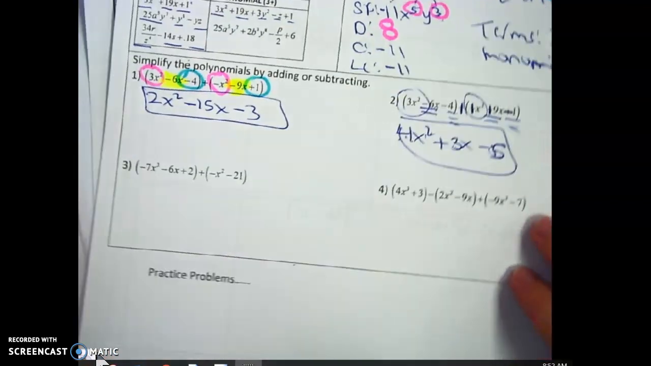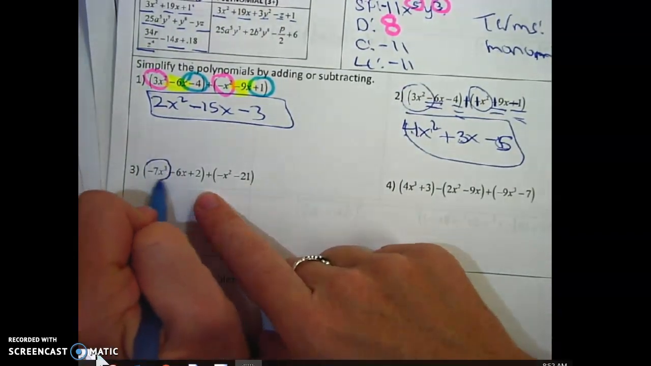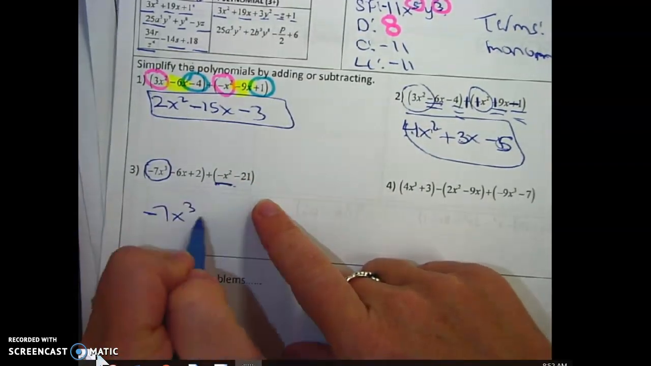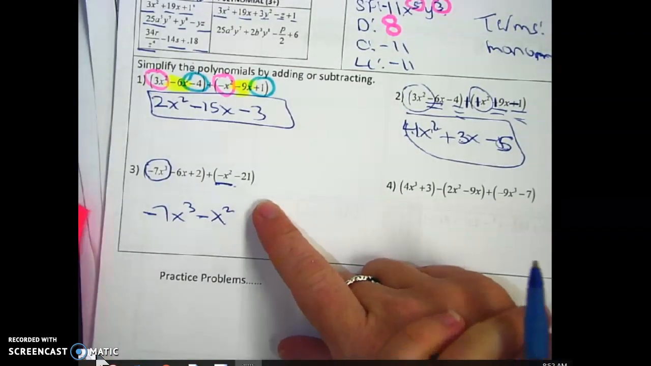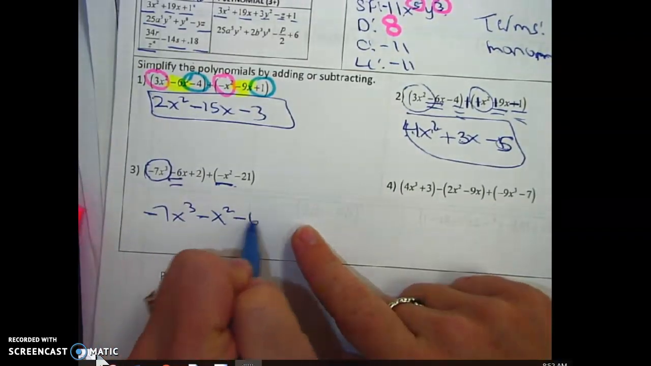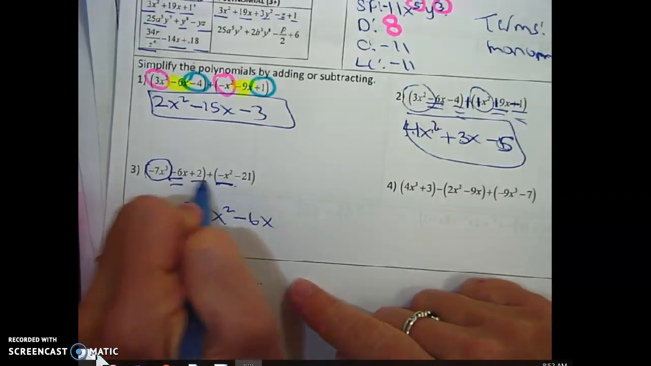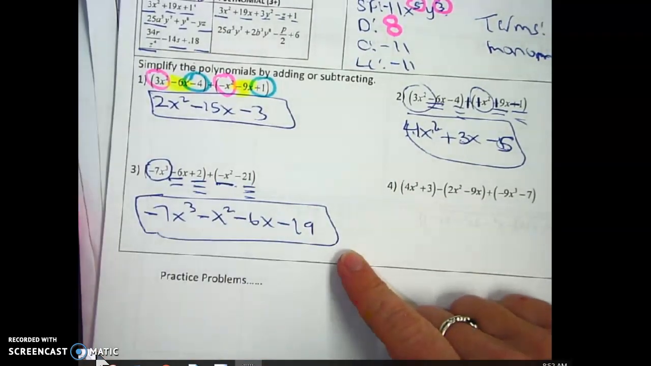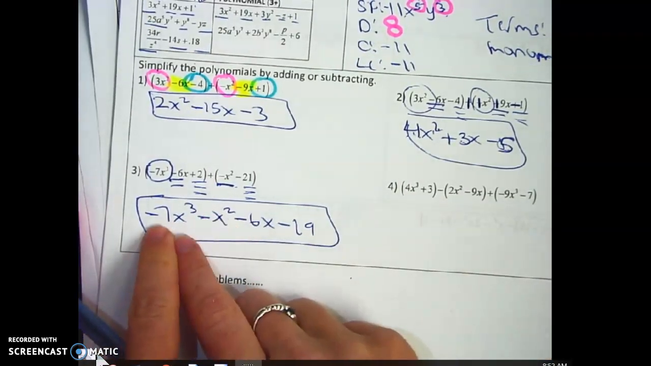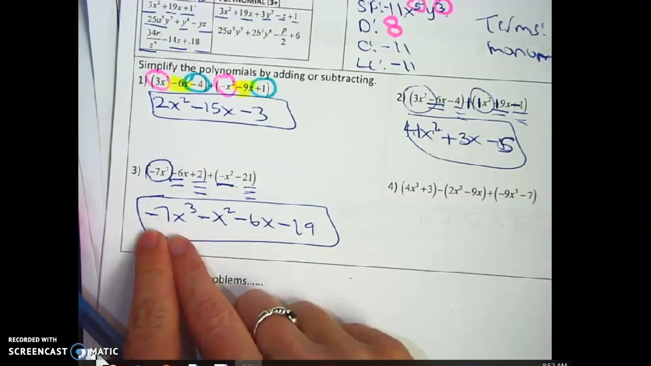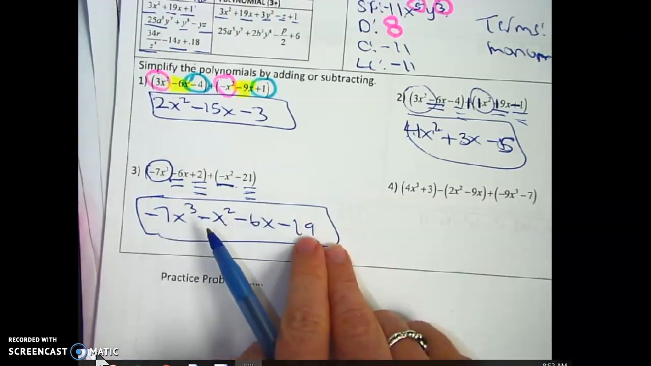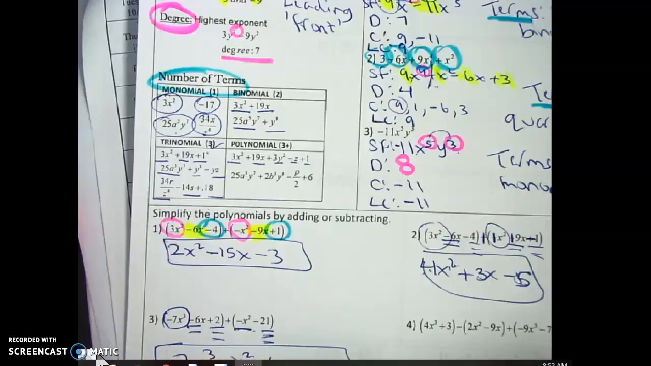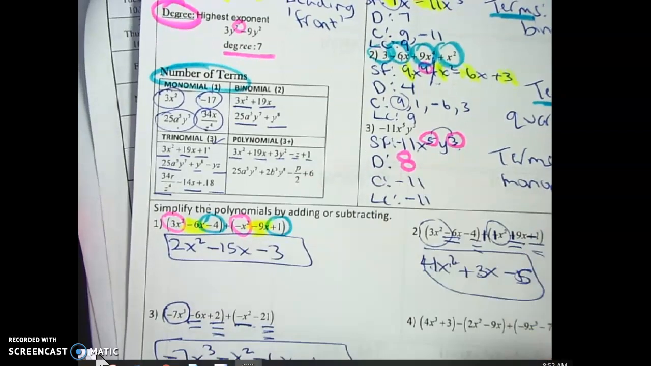All right, this is a plus, but I messed with you a little bit because this is x cubed, and there's nothing else x cubed, so it gets brought down. This is x squared, nothing else is x squared, it gets brought down. This is -6x, there's no other x, bring it down. This is a +2 and a -21, which is -19. Okay, degree 3, leading coefficient, -7. Coefficients, -7, -1, -6, -19. Degree 3, cubic. There are 1, 2, 3, 4 terms. That is 3 plus, so it's called a polynomial.